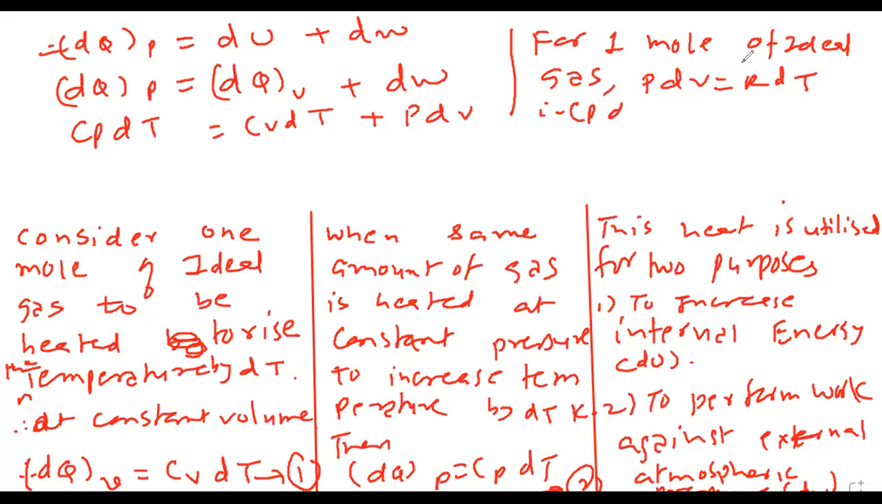Therefore, Cp dT is Cv dT plus R dT. Throughout, dT will get cancelled. Therefore, we get Cp minus Cv is capital R. This is known as Mayer's relation for molar specific heat. Not followed? Followed, sir. Start writing. I think while writing also it will become perfect. If you don't understand anything, just tell me.